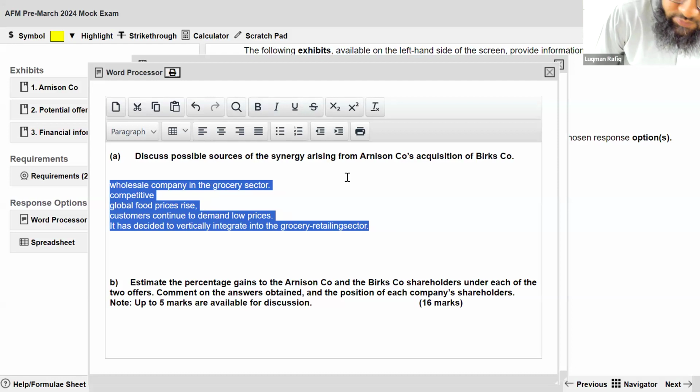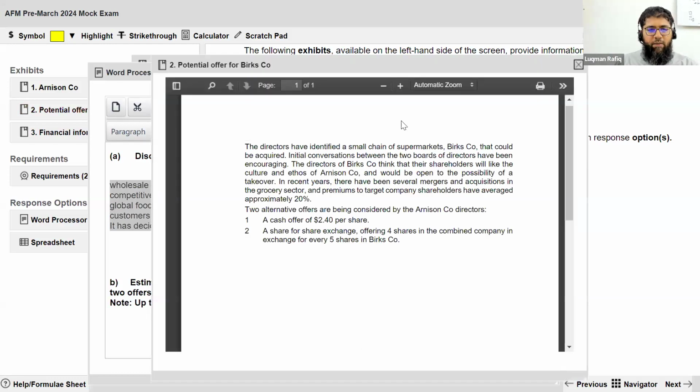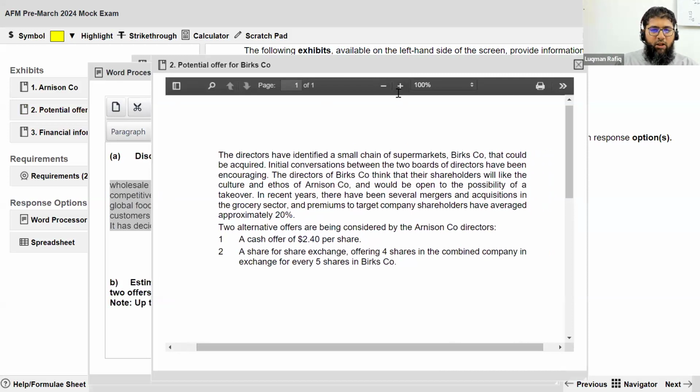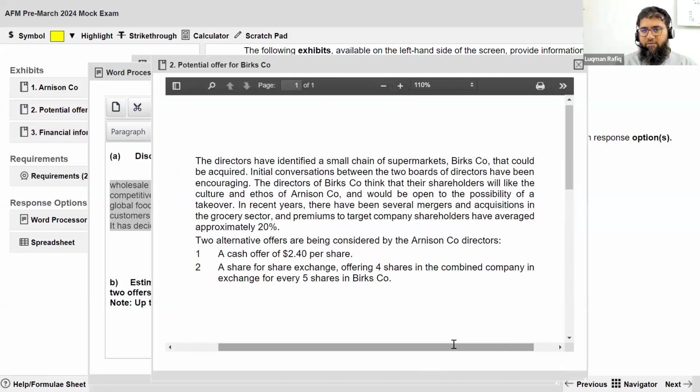Okay, now let's move a bit forward and discuss the other aspect of the question. There is a potential offer for Burks company. There is a company called Burks company to whom we are actually making an offer. So there is a potential offer for Burks company. Can you read through it, please?